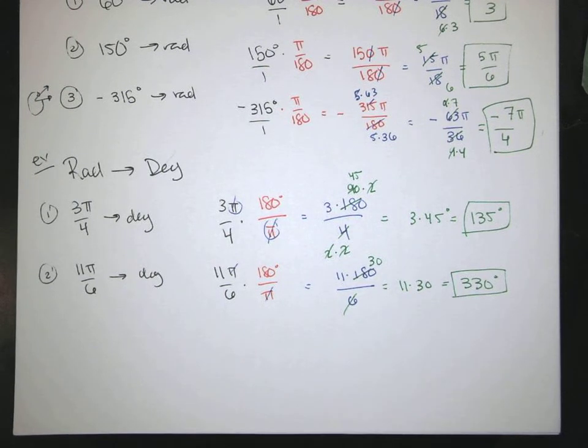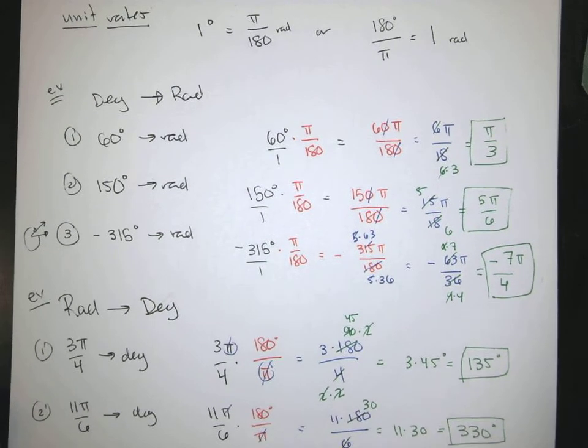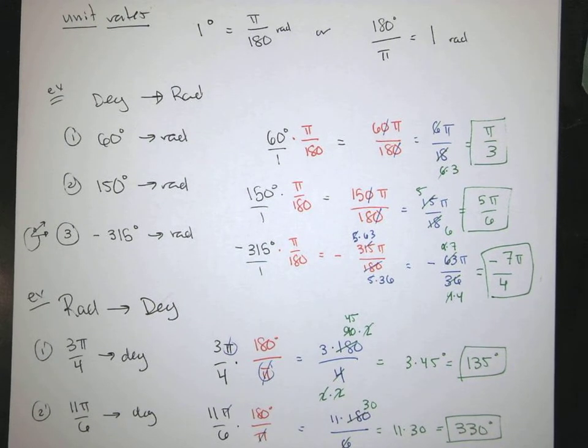Let's pause there. I think you guys get the idea. Converting either way is really just a matter of using either pi over 180 or coming from the other direction and using 180 over pi. Negatives beget negatives, and you can do this for bigger and bigger angles if you want. We didn't do anything bigger than 360, but obviously that's possible, and it's not a big deal. You're going to just follow the exact same process.